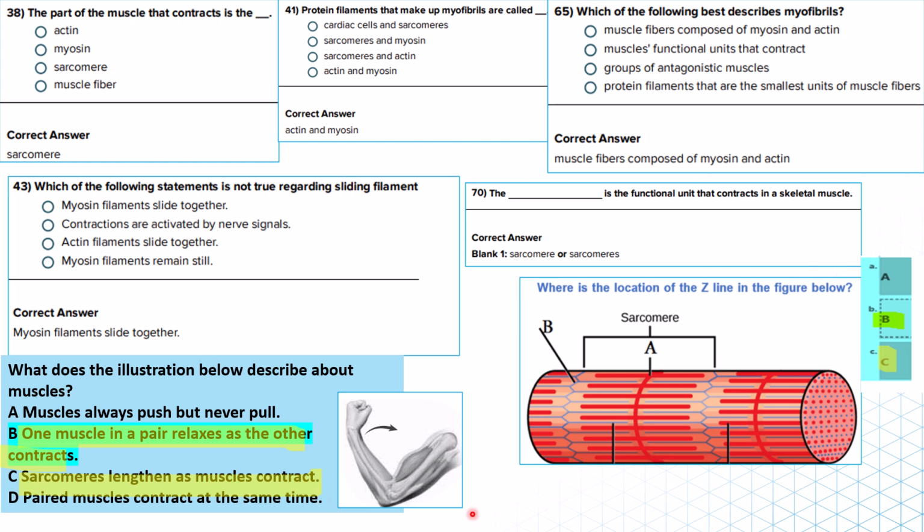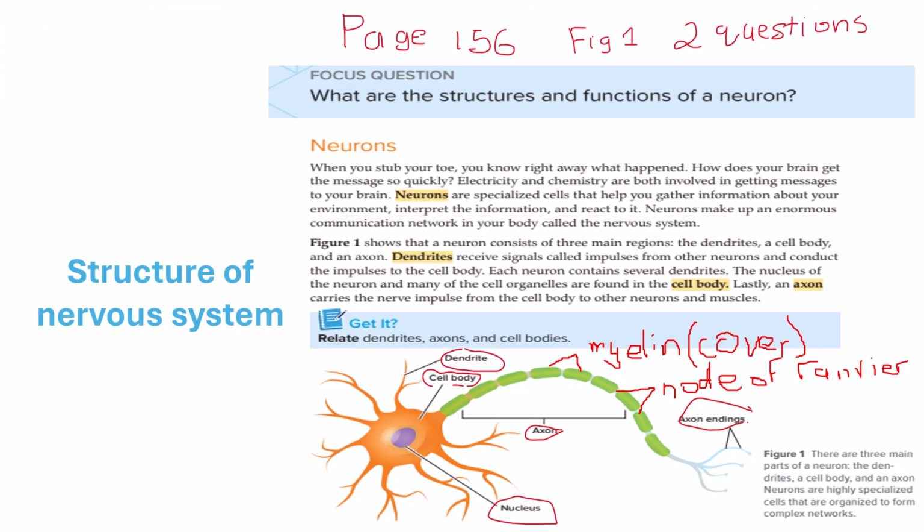So this is antagonistic muscle pairs. One muscle in the pair relaxes as the other contracts, and it works in an opposite way. So that's about it. Then coming to the next slide, which is page 156, figure 1, which contains two questions.